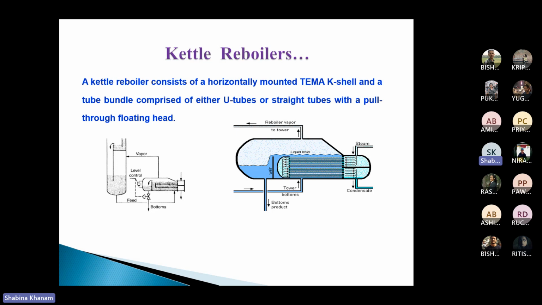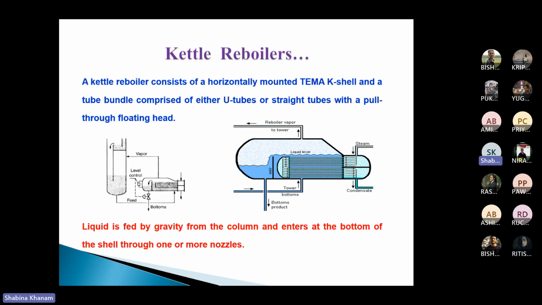Okay, with of course a smaller thickness, not as compared to the tube side, because the purpose is only to hold, not to decide the flow in the shell side, right? So in that way, you consider the baffle, and liquid which is fed by gravity from the column enters at the bottom of the shell through one or more nozzles. So from gravity, liquid is entering.